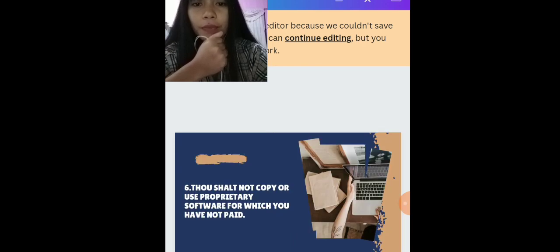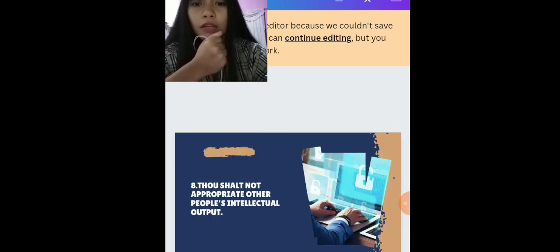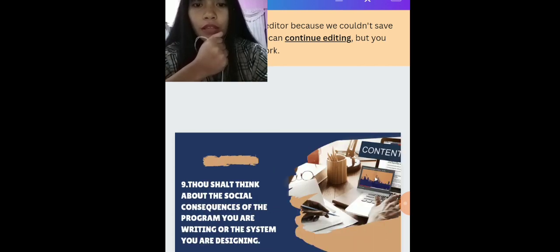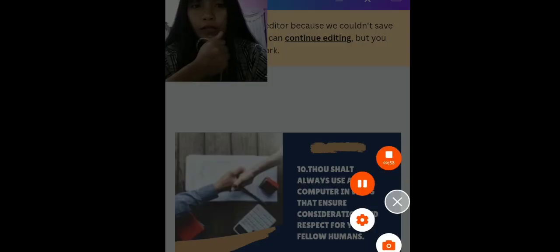Thou shalt not copy or use proprietary software for which you have not paid. Thou shalt not use other people's computer resources without authorization or proper compensation. Thou shalt not appropriate other people's intellectual output. Thou shalt not think about the social consequences of the program you are writing or the system you are designing. Thou shalt always use a computer in ways that ensure consideration and respect for your fellow humans.